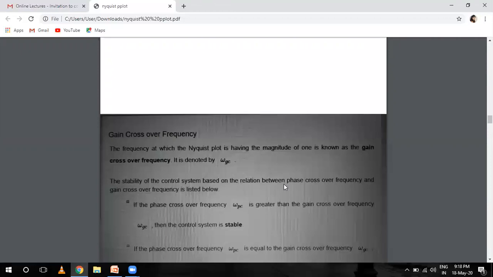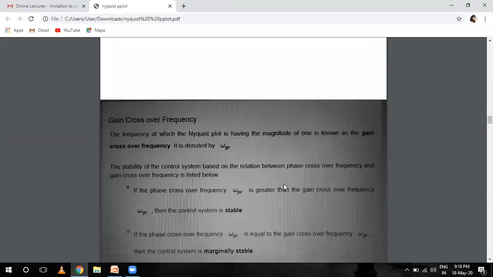Now come to the gain crossover frequency. It is related to the magnitude. The frequency at which the Nyquist plot has magnitude 1 is known as the gain crossover frequency, and it is denoted by omega GC. G stands for gain, C stands for cross, omega stands for frequency. So वो frequency जिस पे Nyquist plot का magnitude 1 होता है, is known as the gain crossover frequency.